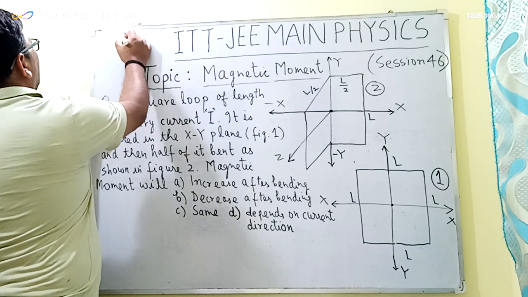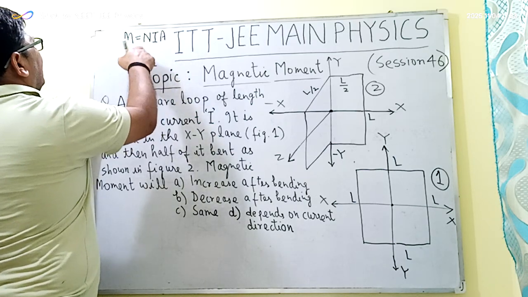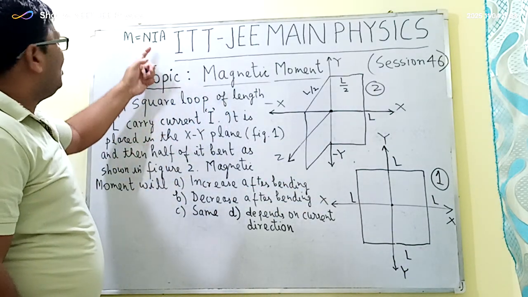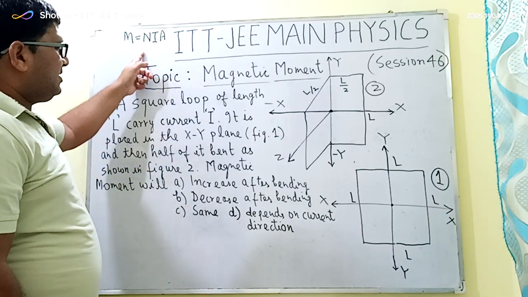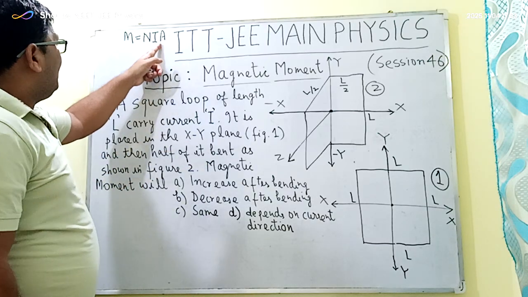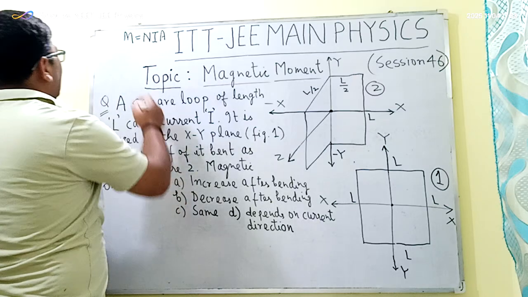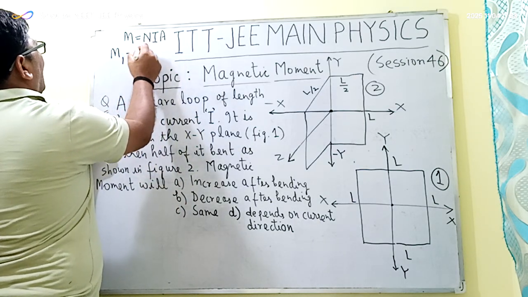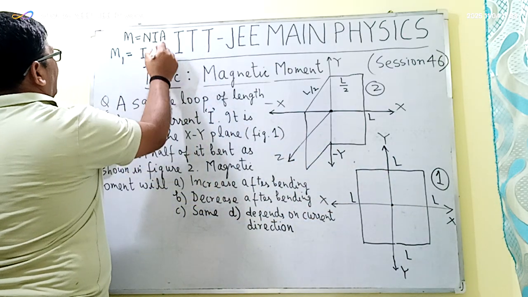Now the magnetic moment is M equals N I A. N is the number of turns in the loop, I is the current which is flowing in the loop, and A is the area of cross section. So here the current is I. Let us consider that the number of loops is equal to 1. In the first case, when the loop is lying in the XY plane, let us say the magnetic moment is M1. This will be equal to I, and the area of cross section will be L into L, that is L square.